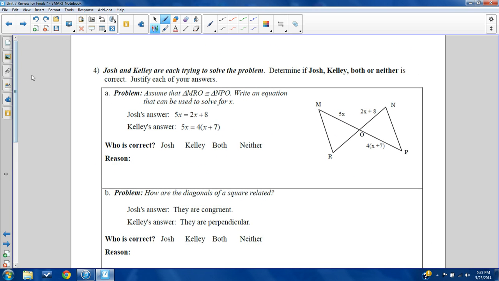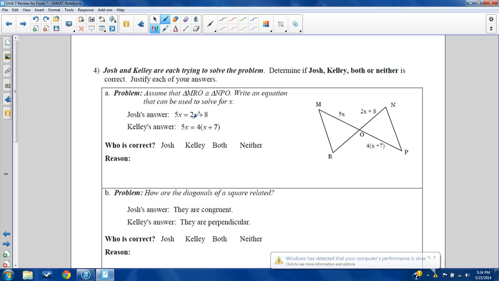Okay, a few more problems here. Next page. Josh and Kelly are each trying to solve the problem. Determine if Josh, Kelly, both or neither is correct. Justify each of your answers. Okay, first I have one that says, assume that triangle MRO is congruent to triangle NPO. So before you do anything, you have to make sure that you know that they gave you the assumption. You can't say it's not true. They tell you it is true. They say it's true, believe it.